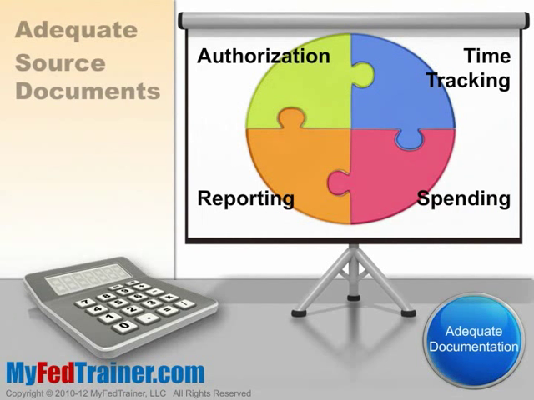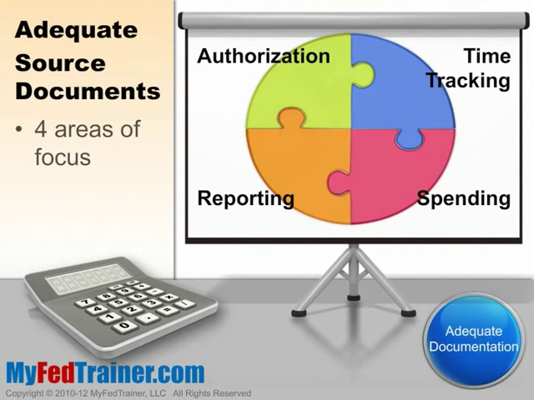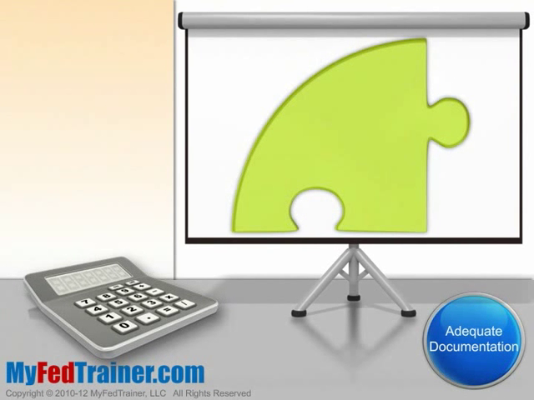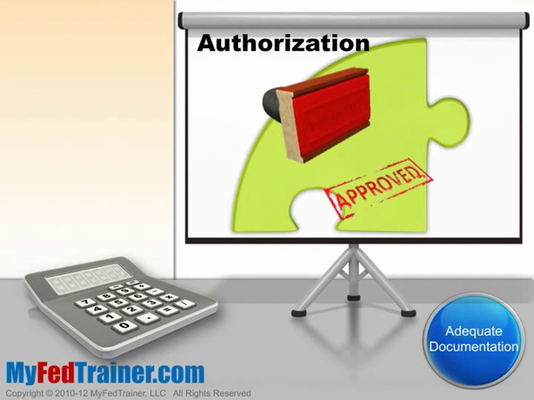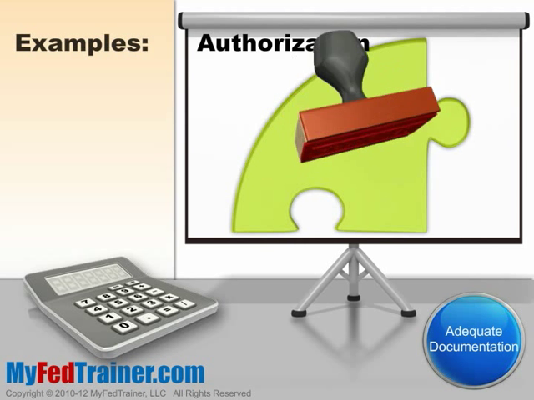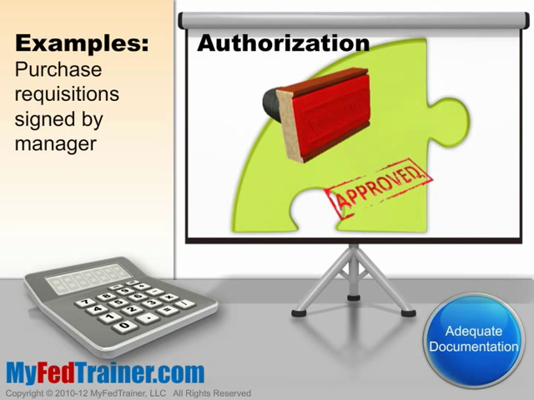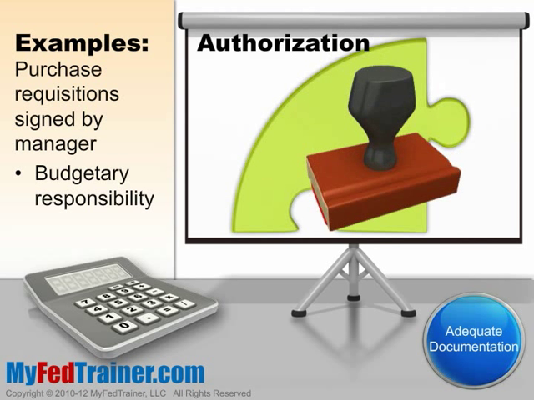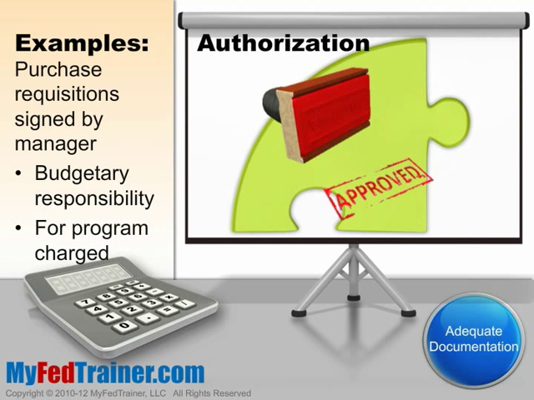Let's look at 4 areas of documentation with some examples of adequate source documentation in those areas. We'll start with authorization. Purchases should be properly authorized in accordance with internal policies and procurement standards. An example of adequate source documentation might include a purchase request or requisition that is signed by the manager with direct budgetary responsibility for the project or program being charged for the purchase.